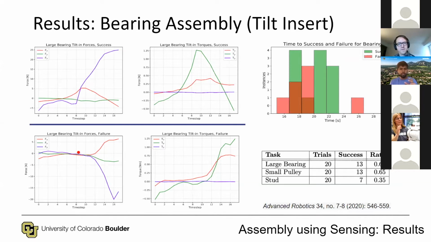Now, in the failed trial, the robot tries to tilt the bearing into the hole, but the bearing is not aligned properly. So this increases the force against the wrist.